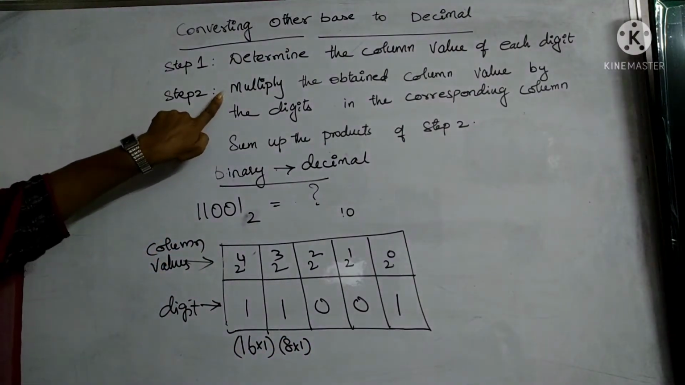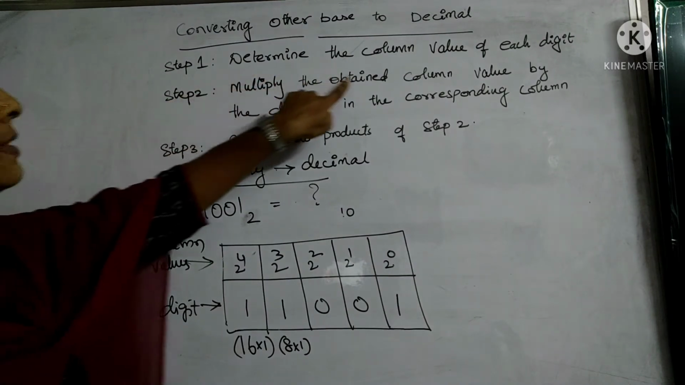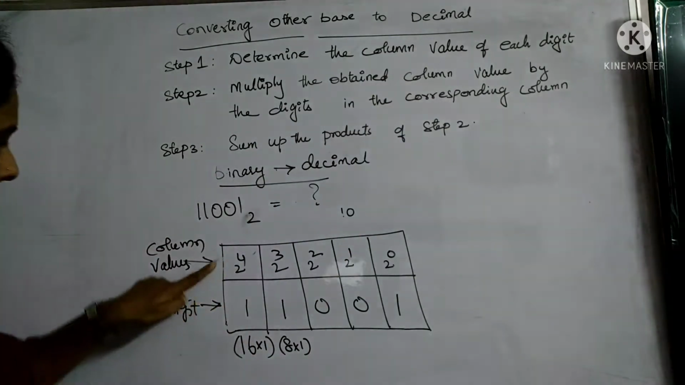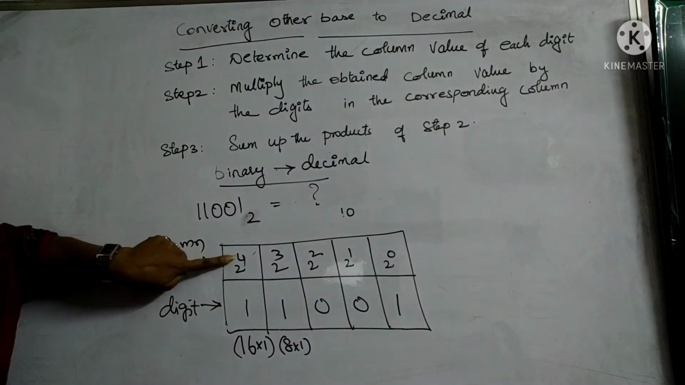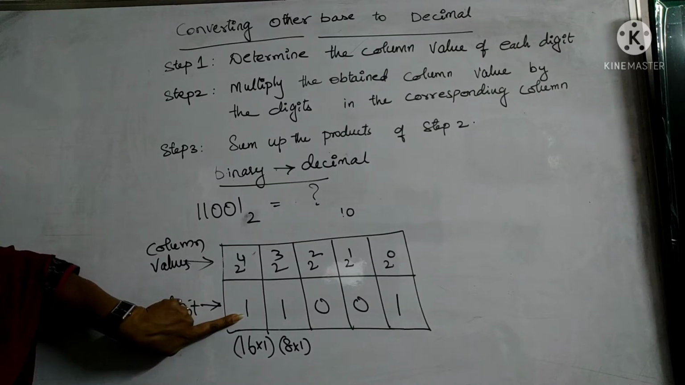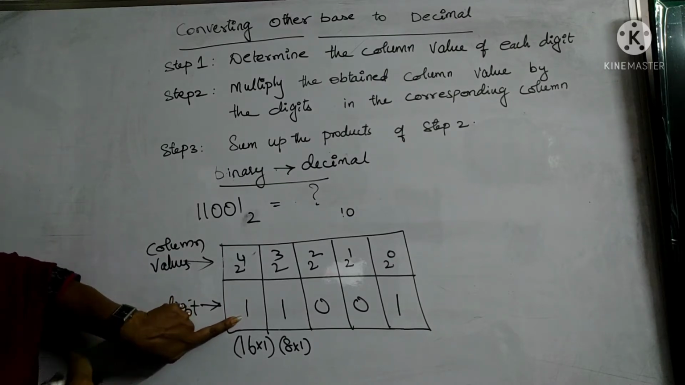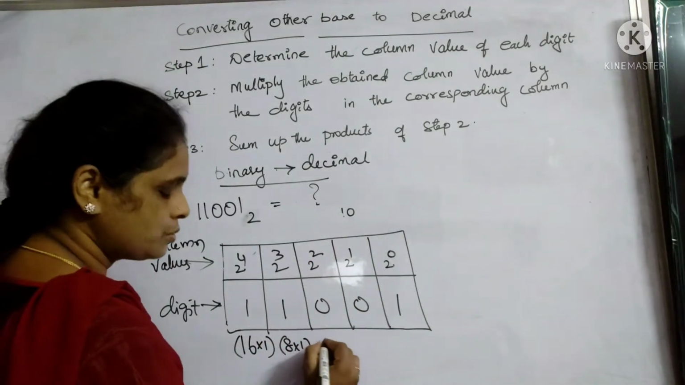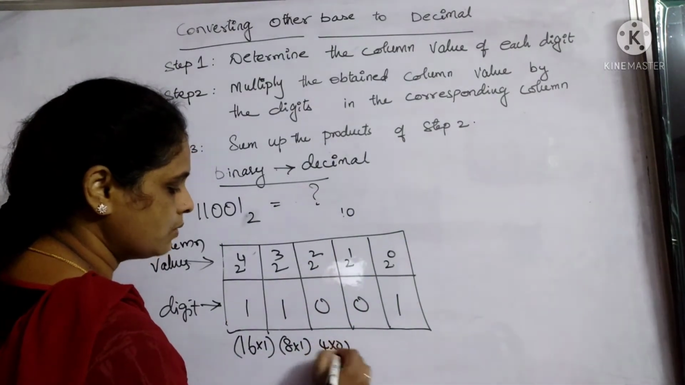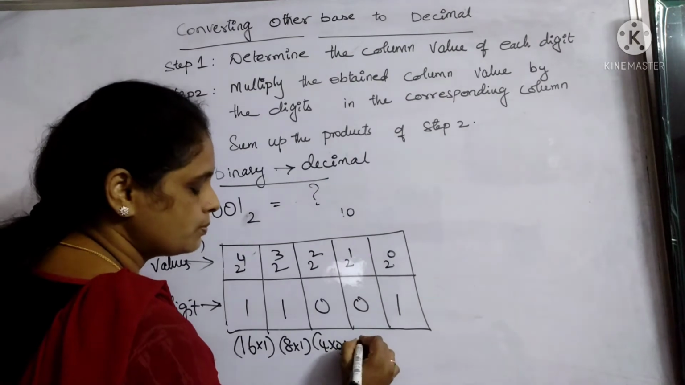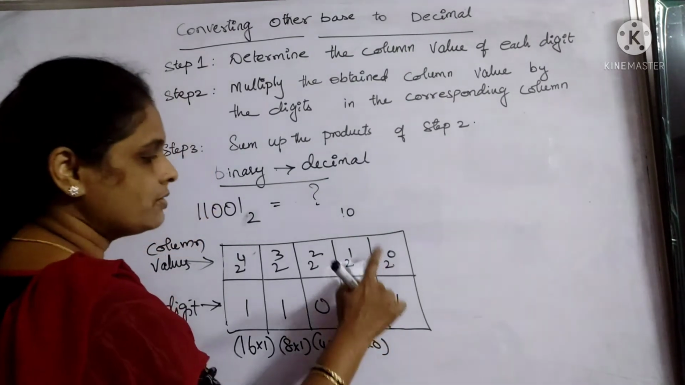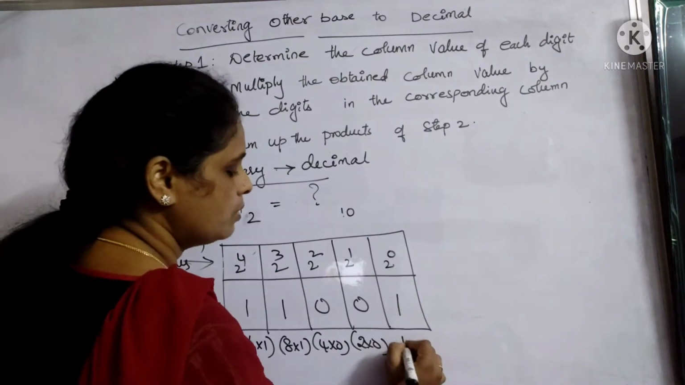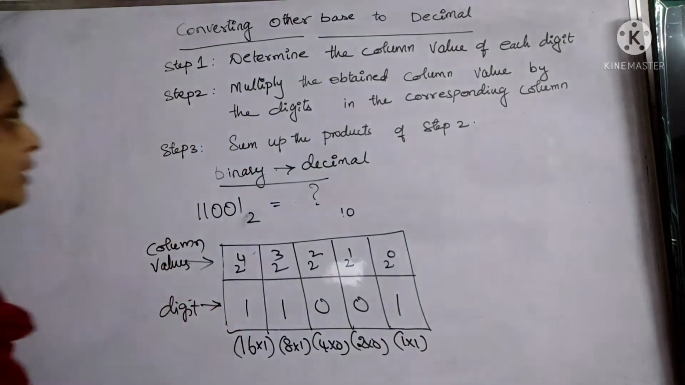That is what is written in the second step. The second step says multiply the obtained column value by the digits in the corresponding column. So, I'm multiplying them, right? Then 2 power 2, 2 square, is nothing but 4 into 0. 2 power 1 is 2 into 0. Then you have 2 power 0. Anything raised to the power 0 is equal to 1. So, 1 into 1.